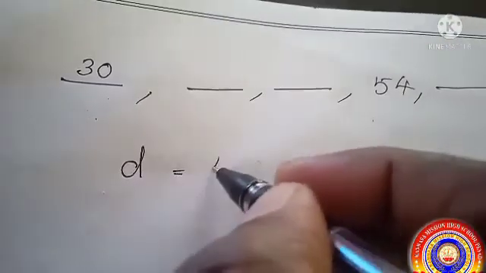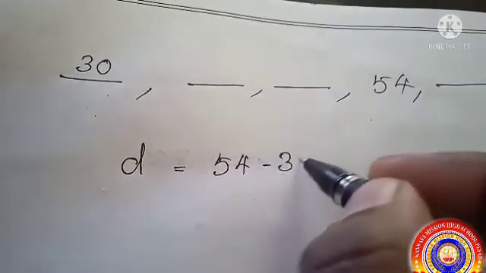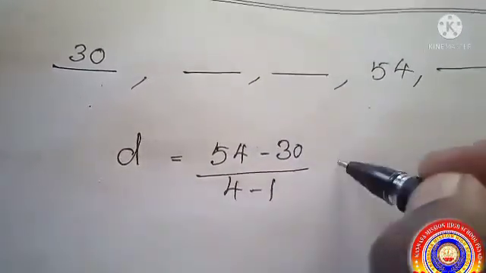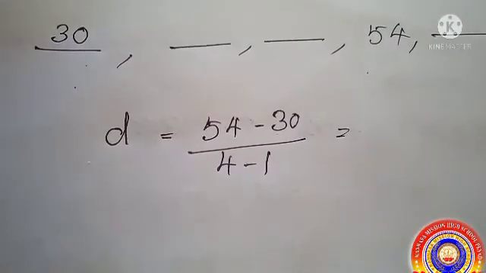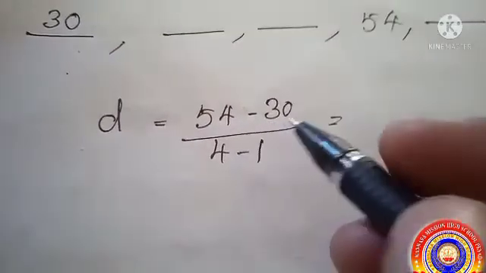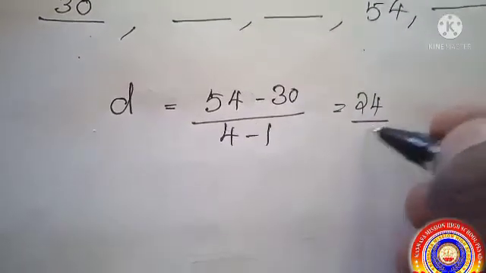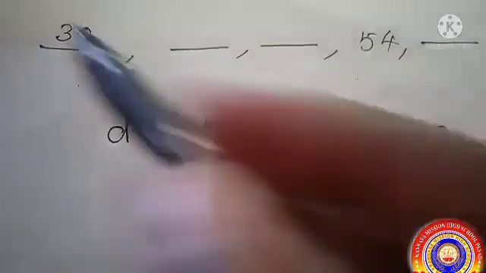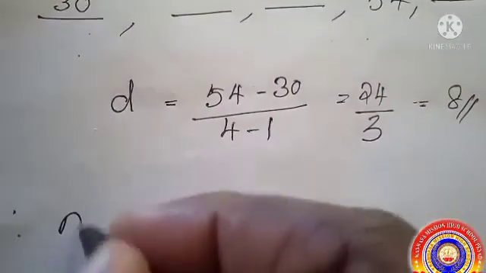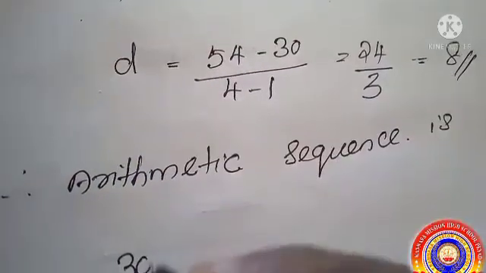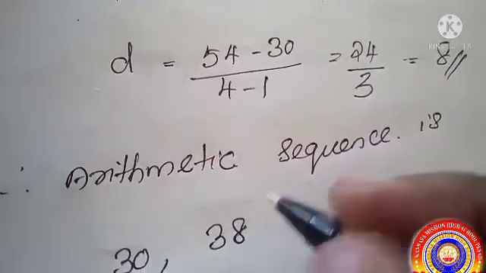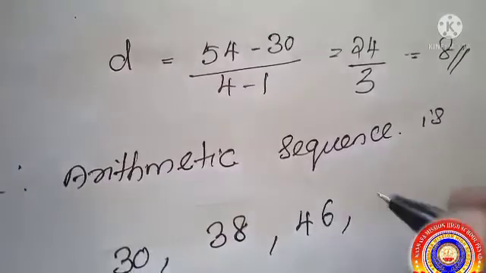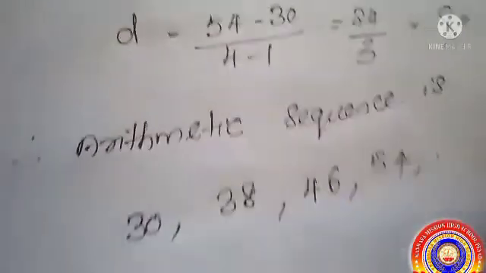Here the first term is 30 and the fourth term is 54. Using these two terms, first we find the common difference. Common difference is equal to 54 minus 30 by 4 minus 1, that is, term difference by position difference. 54 minus 30 is 24, 24 by 3 is equal to 8. Here the common difference is 8. Therefore, the arithmetic sequence is 30, 38, 46, 54, etc.